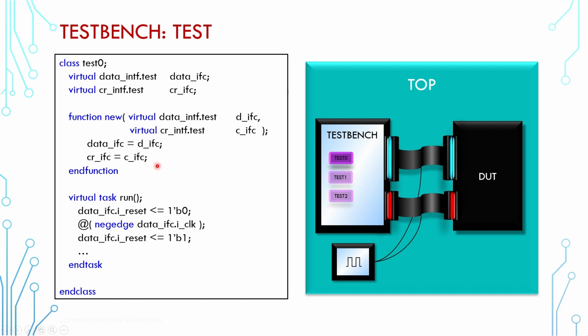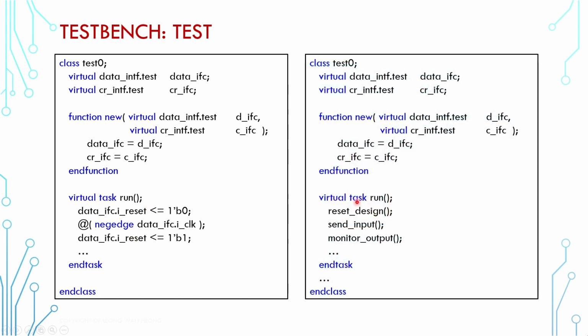Looking at this class, how can we make it clearer, easier to maintain, and reusable? Well, for starters, all this execution code here, we can use tasks to wrap around them. For example, reset design, send input, monitor output, and so on. That gives a better idea on how the test works.